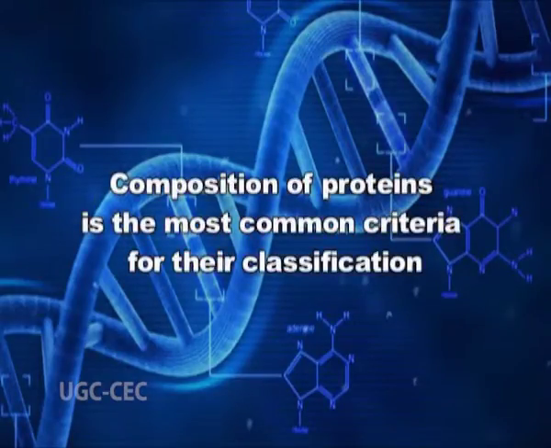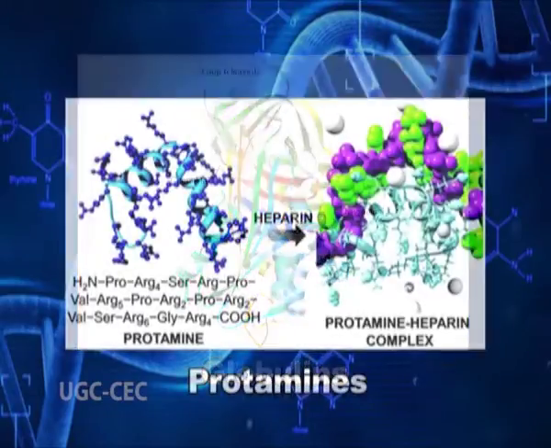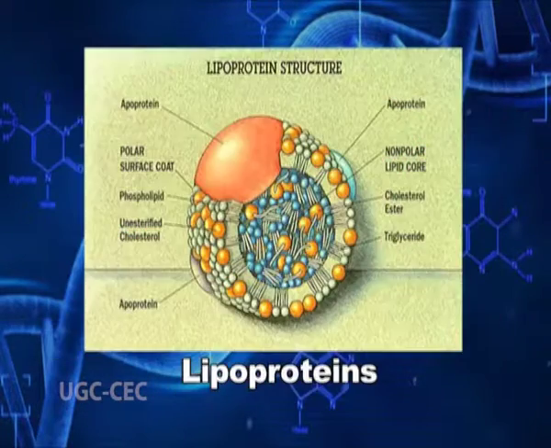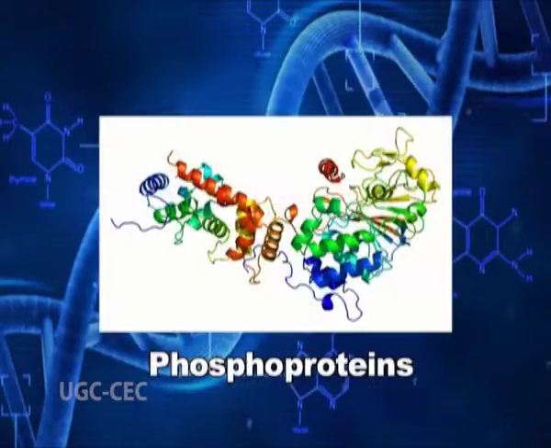Composition of proteins is the most common criteria for their classification. Proteins devoid of structural constituents other than amino acids are called simple proteins. If a protein is associated with a non-amino acid component, it is named as conjugated protein. These two groups have been further subgrouped as simple proteins, for example albumins, globulins and protamines, and conjugated proteins, for example glycoproteins, lipoproteins, nucleoproteins, metalloproteins, flavoproteins and phosphoproteins.